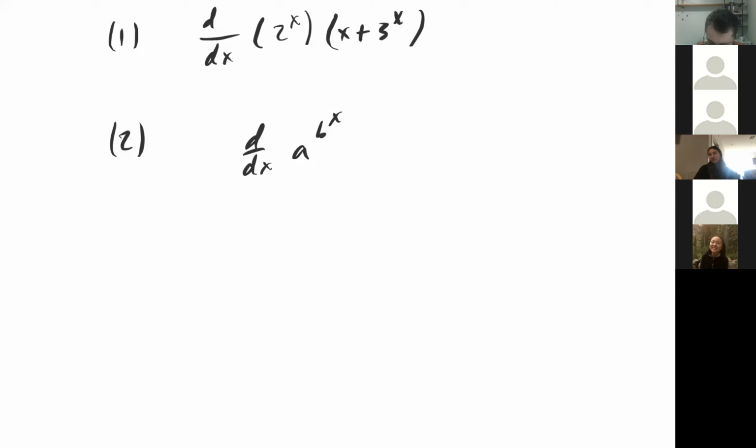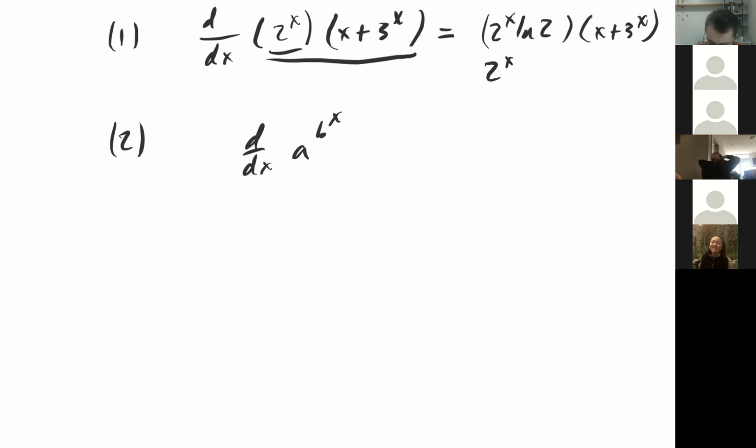All right, so let's go over the first one. Two things are involved. First is the derivative of an exponential function, and the second is the product rule. We take the derivative of the first term, and by the formula that we just derived we get 2 to the x ln 2. The second term stays the same, x plus 3 to the x. Then we multiply the first term by the derivative of the second term, which just gives you this. Hopefully everyone got that.